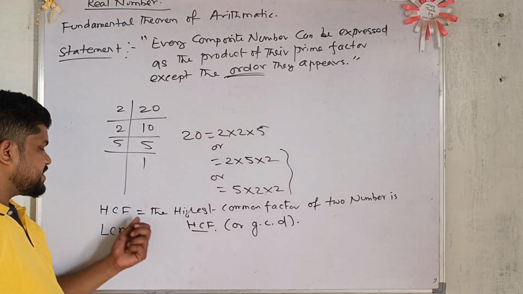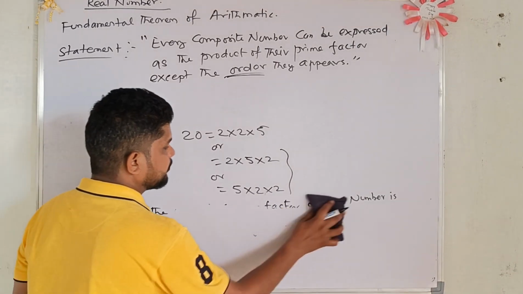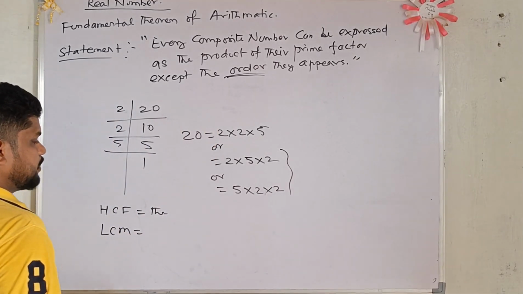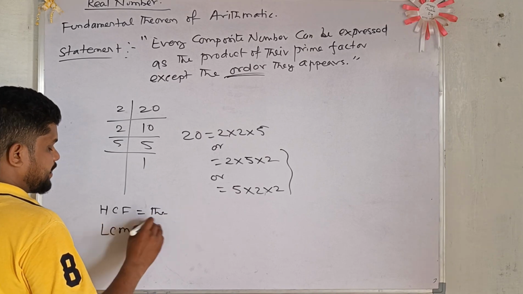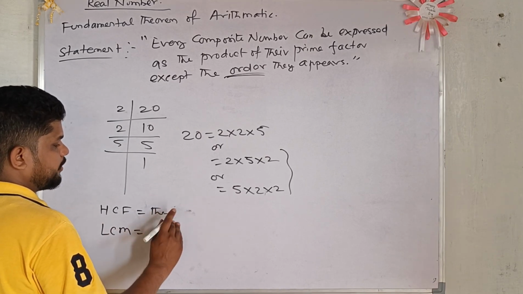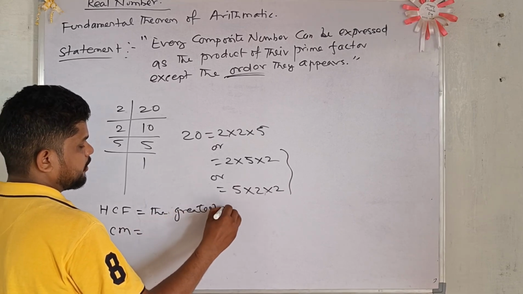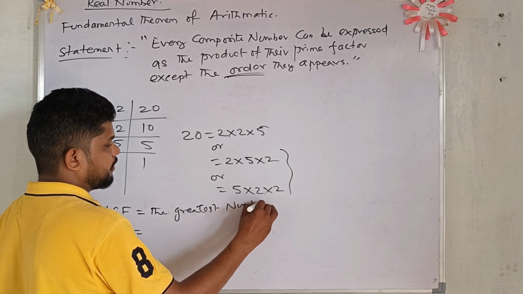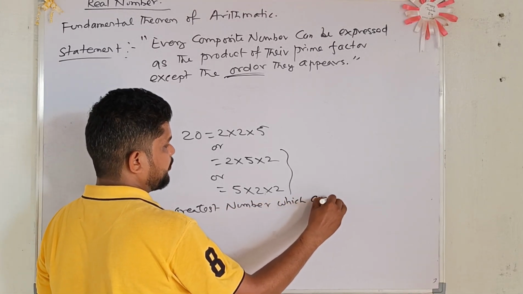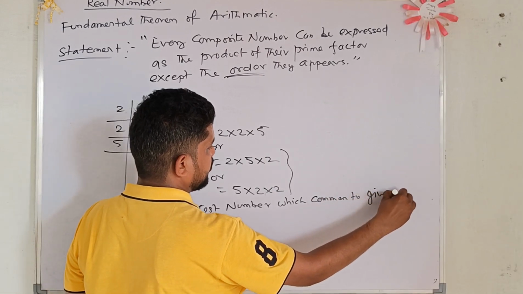In NCERT it is written that the HCF of given numbers is the greatest number which is common to the given numbers.